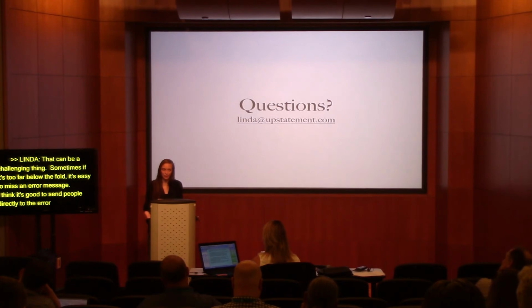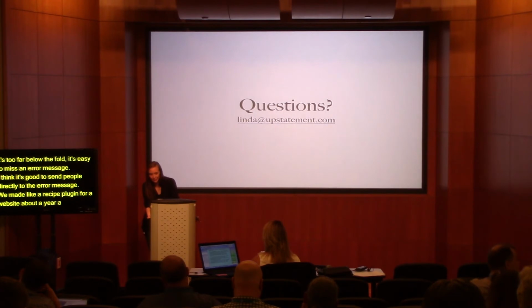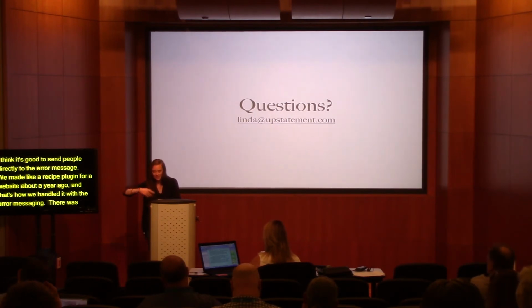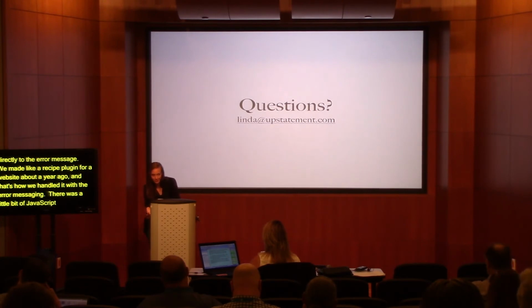We made a kind of recipe plugin for a website about a year ago, and that's how we handled the error messaging. There was a little bit of JavaScript so that if you made a mistake, it would zing you right back to where the error was, so it was easy to find. But that's a fair question. Yeah, I think you can't be too obvious with that kind of thing.